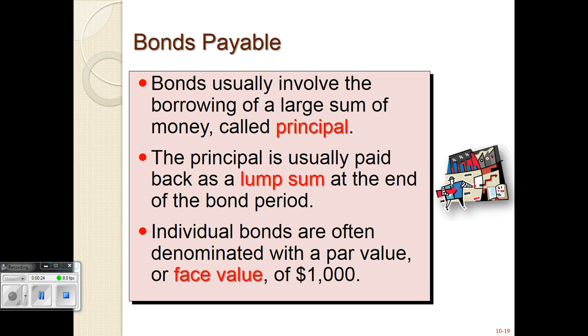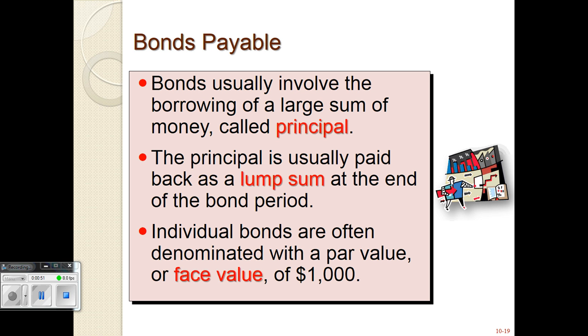It's usually paid back in a lump sum. So unlike an installment loan where we left off on the last chapter, where you're paying off $1,000 a month, whatever, usually what big companies do is they'll borrow $10 million or $100 million and say, we'll pay you back in 30 years. And they will pay you interest typically every 6 months between now and then.